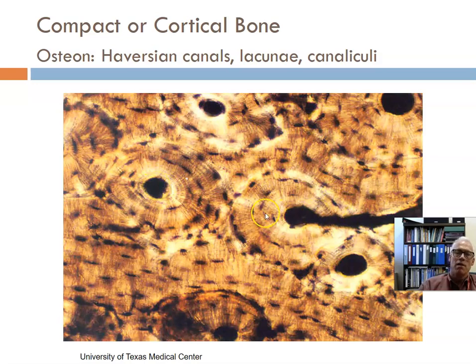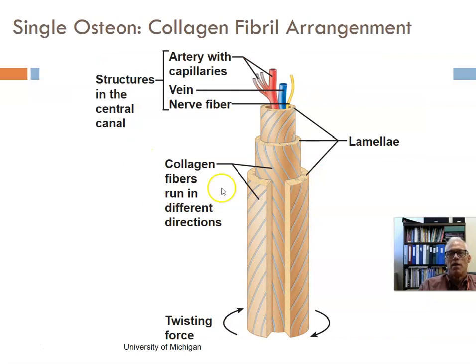I picked this particular micrograph because it happened to contain a Volkmann's canal, a canal perpendicular to the central canal, where blood vessels would be entering into this osteon here. So you can't really miss that structure in this histological section. That's an important one to know when you see that slide, to know what it is.